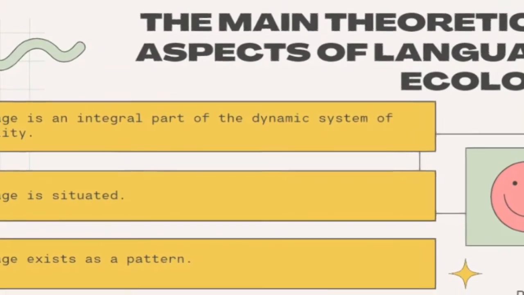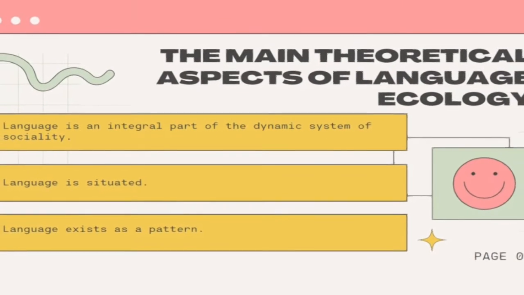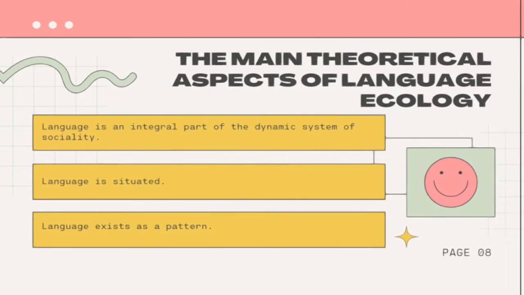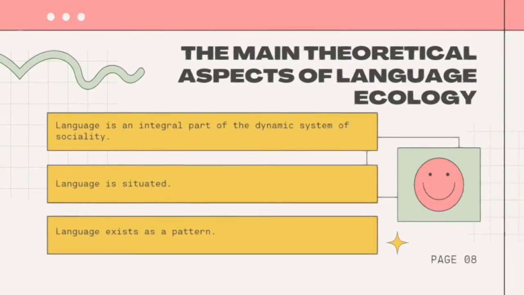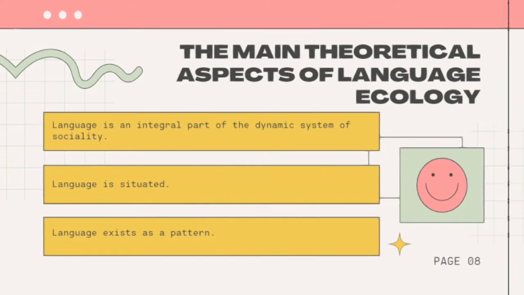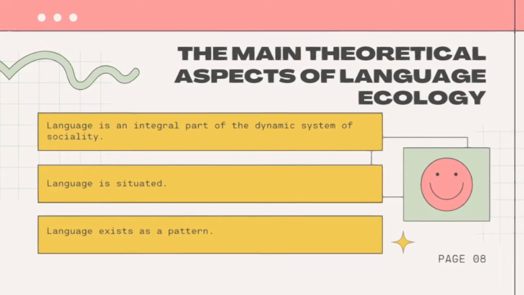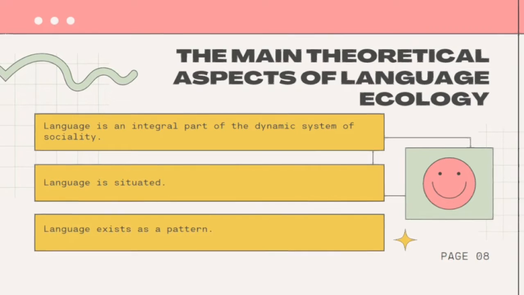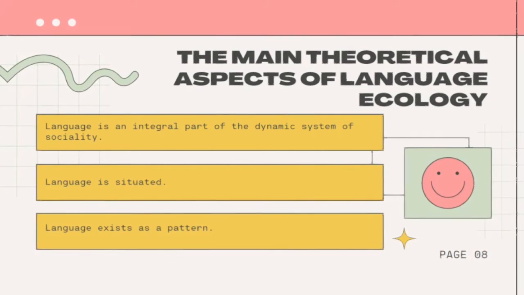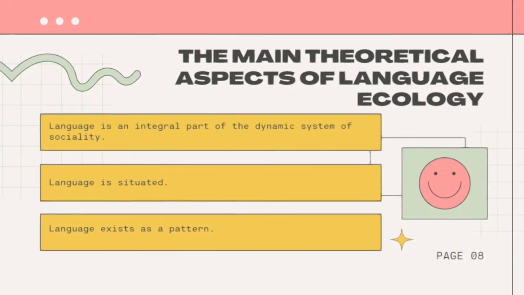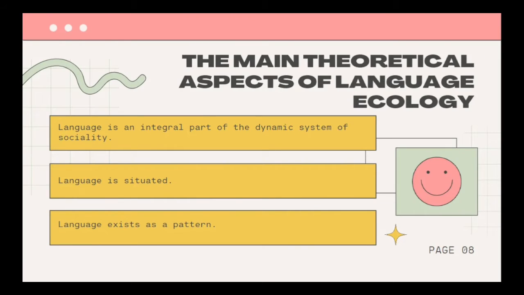Hello, good day. I am Shalome Baluis Marbebe, and now I will be discussing the main theoretical aspects of language ecology. First, language is an integral part of the dynamic system of sociality. So language gives the members of the speech community an ability to socialize with other people. Human sociality in the ecological picture of language involves three inseparable systems, which are community, communication, and culture.